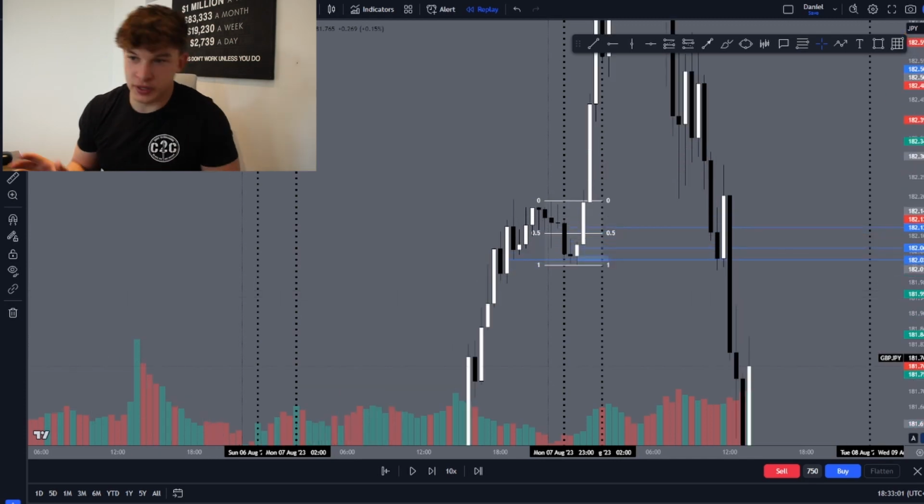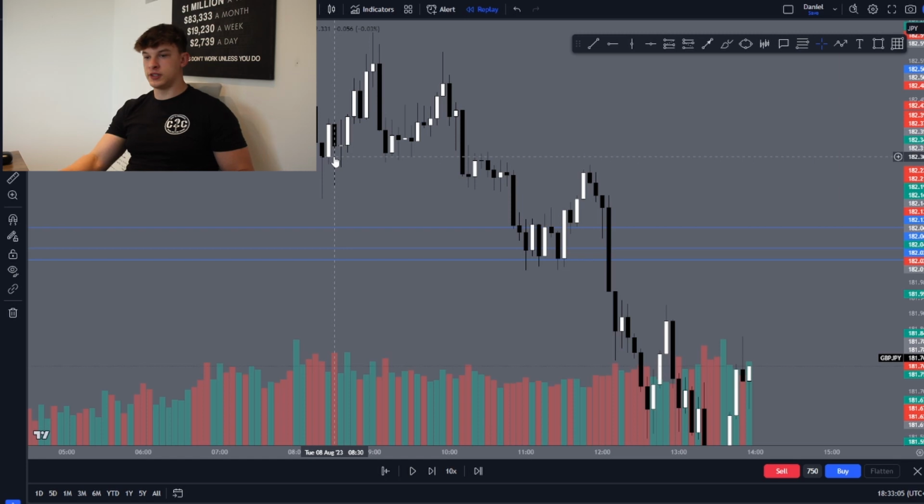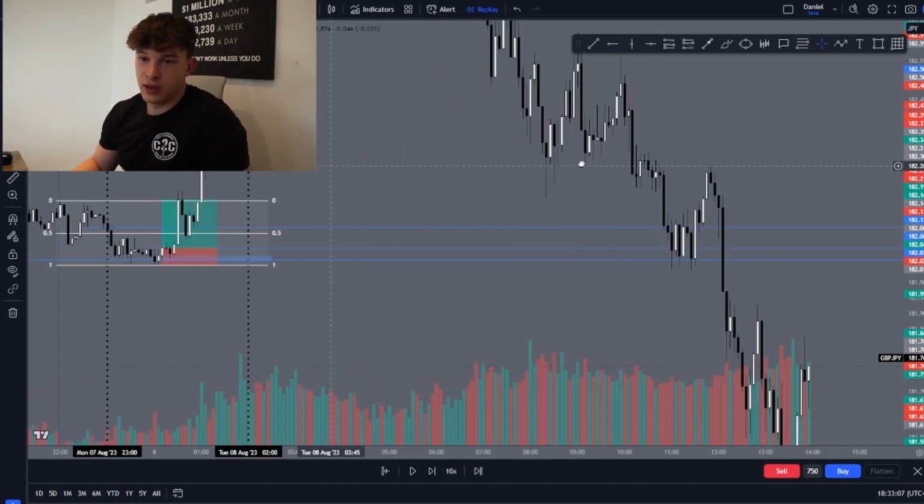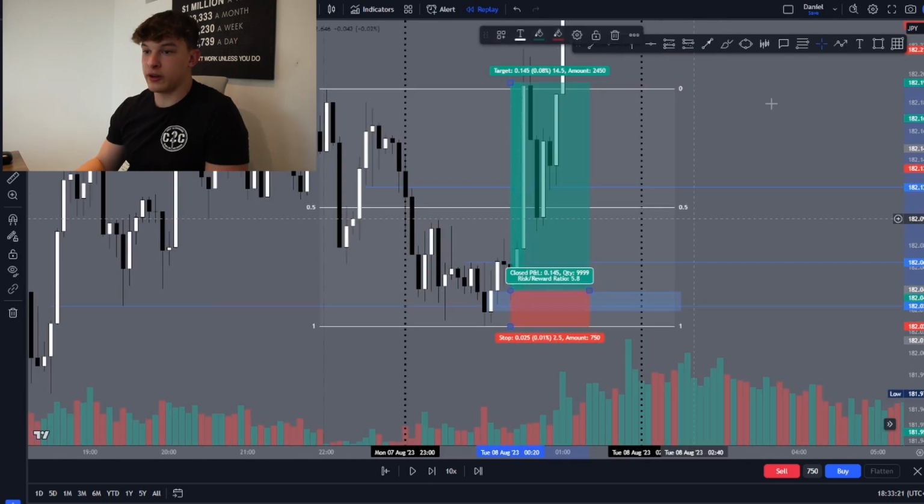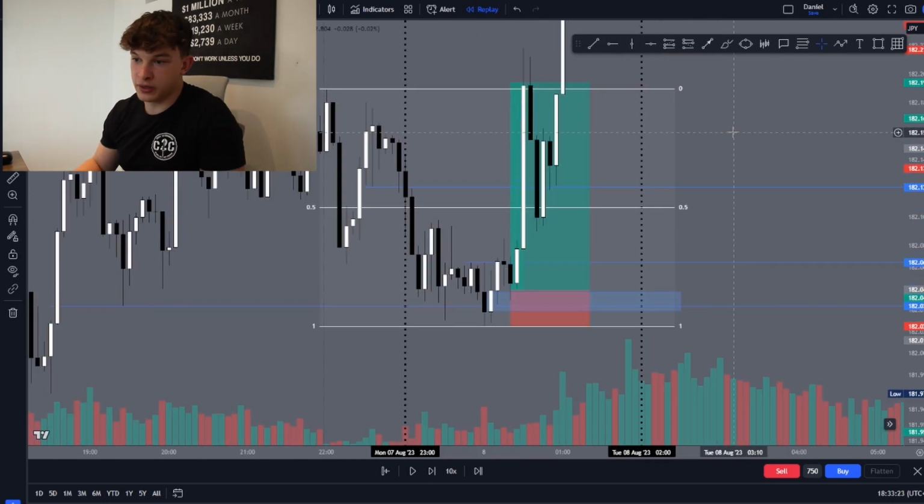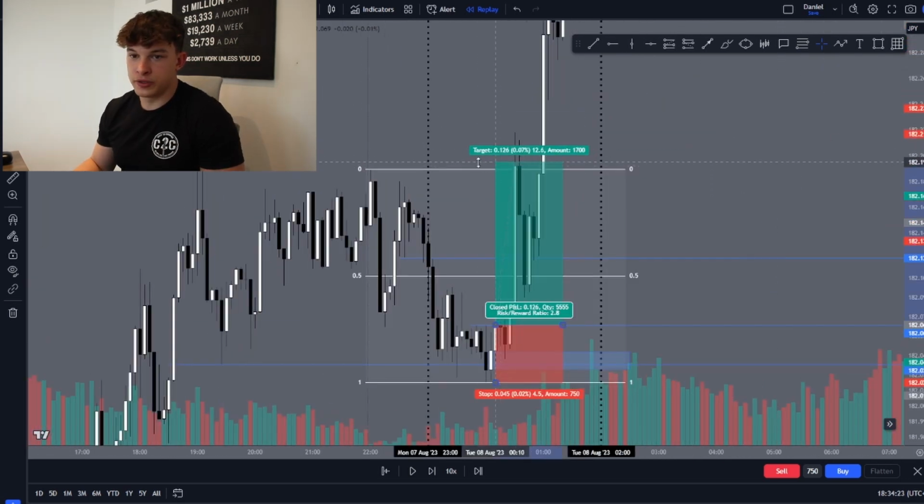Could have got a better entry if we went off of the order block, but that's something I need to experiment with in my strategy and see how it reacts over the long term, see if that works. Obviously if you're taking it off the order block, lower risk so you can have more units and return more, which could be interesting. Alright, there we go, so there was the trade.